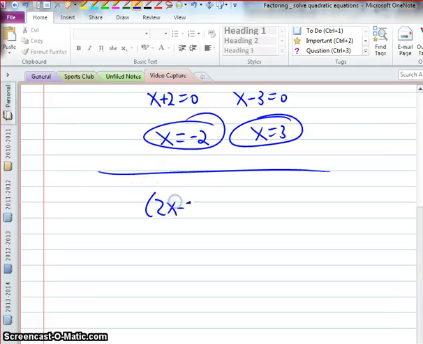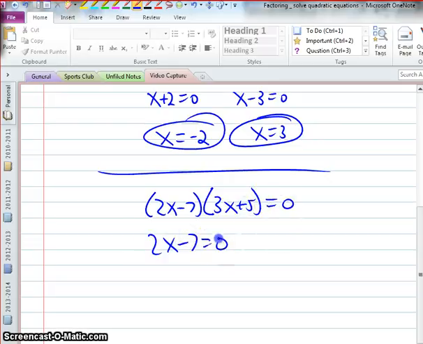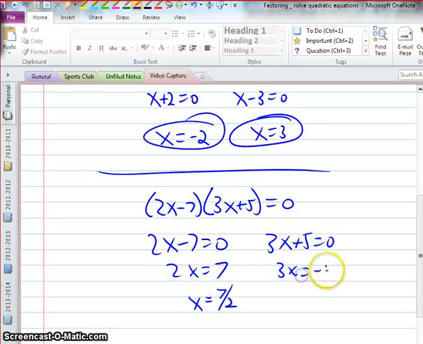Let's say we had 2x minus 7 and 3x plus 5 multiplied together must be 0. That means 2x minus 7 is 0, or 3x plus 5 is 0. So 2x is 7, x is 7 halves, or 3x is negative 5, x is negative 5 thirds.